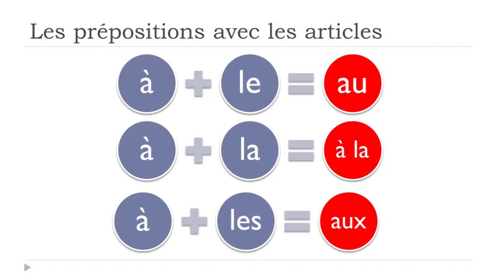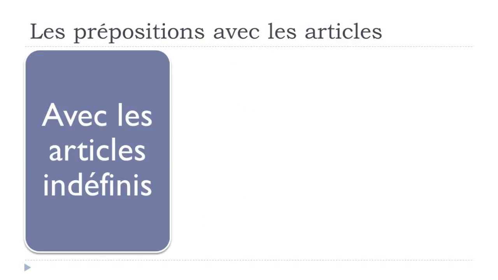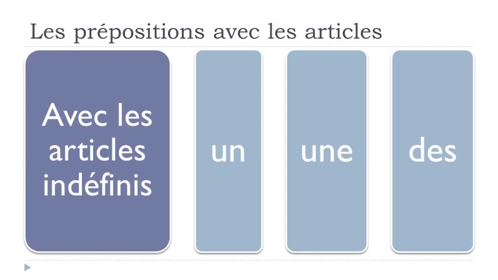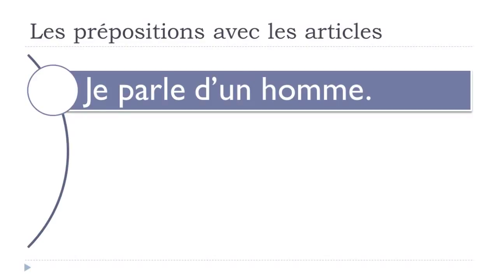Okay? And now let's have a look at de. So exactly the same thing, we'll see how de will react. So first avec les articles indéfinis, okay, so un, une, and then des, alright. So I took this parler again, okay, but keep in mind that if we've got this parler and then we use the preposition de, then it's to talk about something, alright.